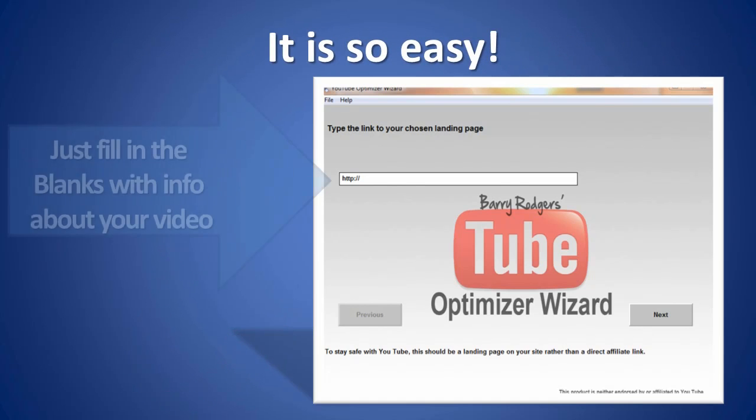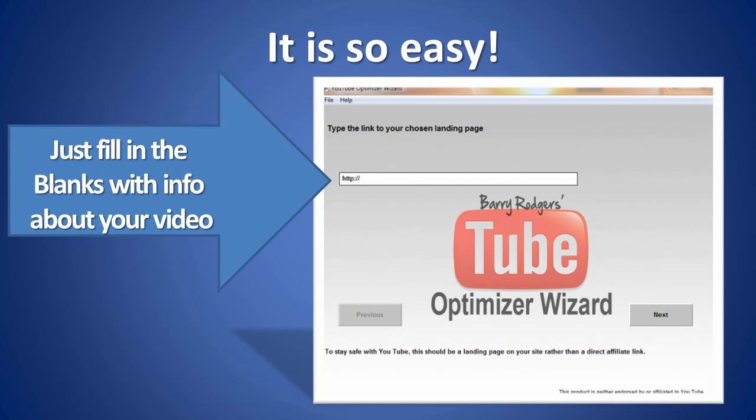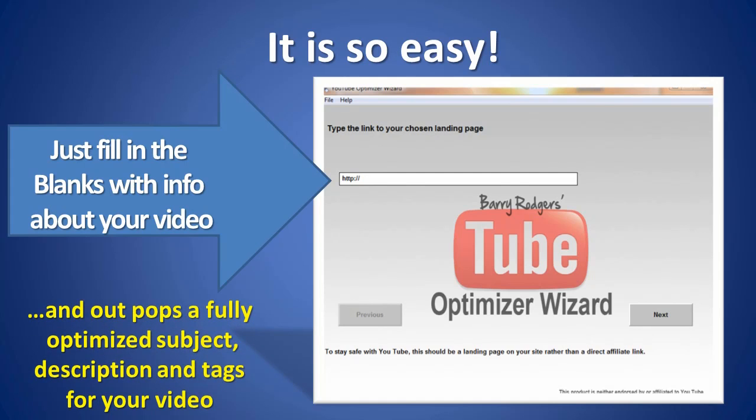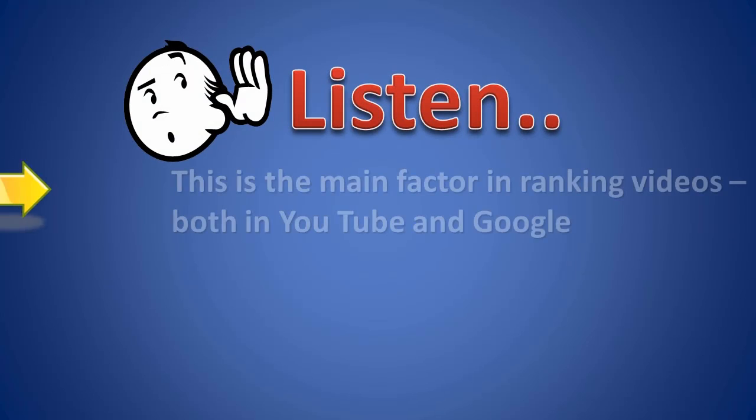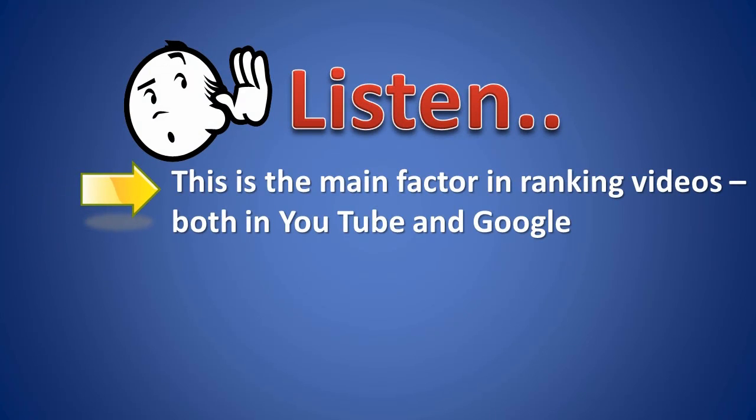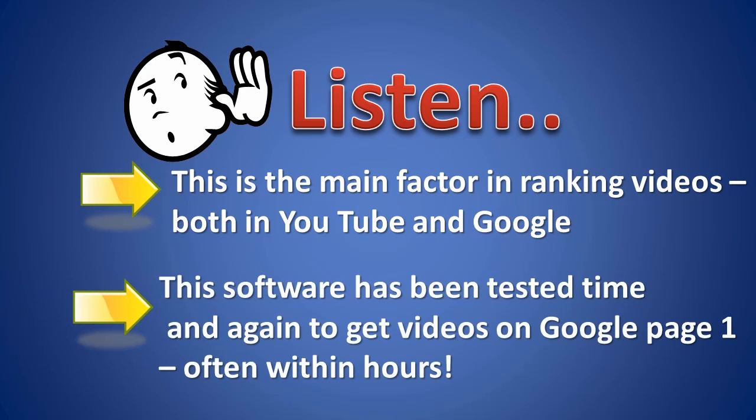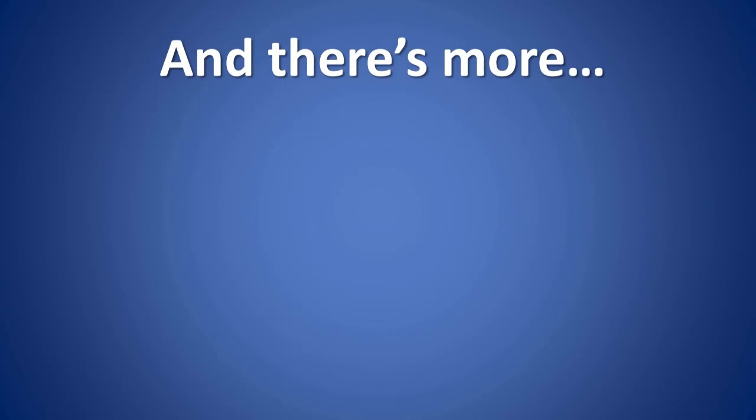Basically, all you do is answer questions about your video, fill in the blanks with the information that's asked for, and out pops a fully optimized subject, description and tags for your video. Listen, this is the main way of ranking videos both in YouTube and Google, and this software has been tested time and again and gets videos on page one, often within hours.